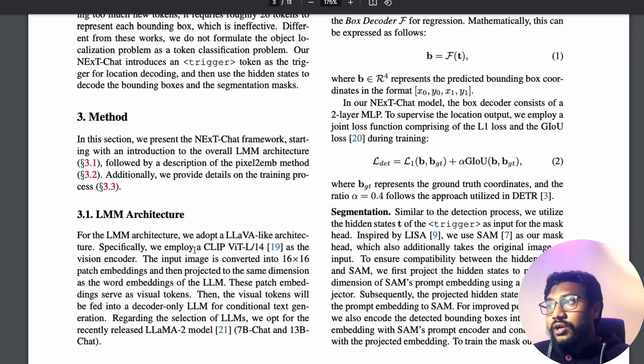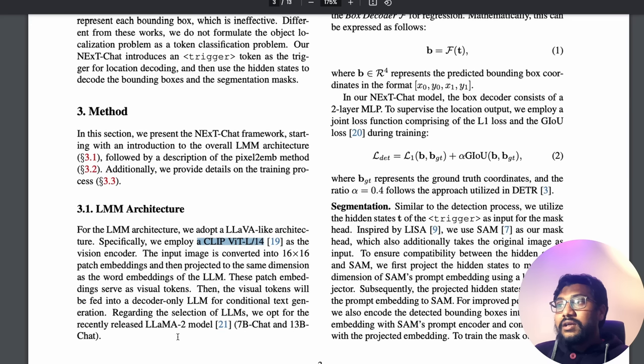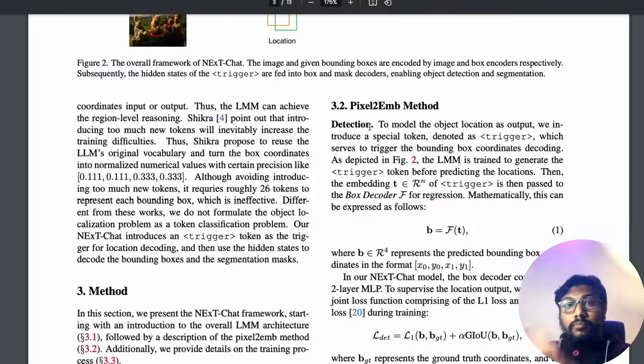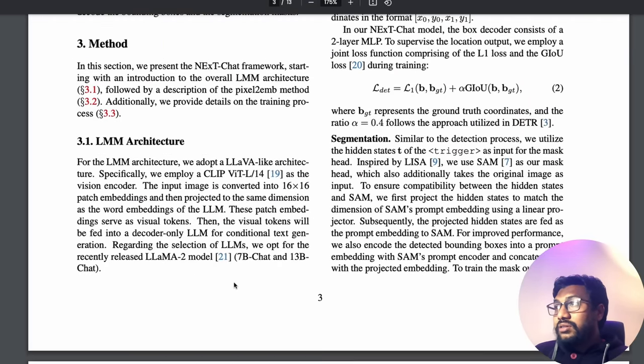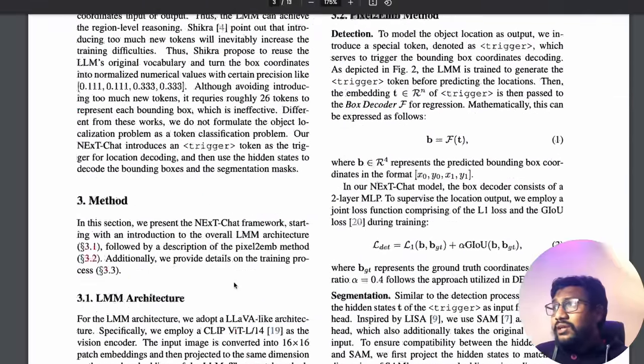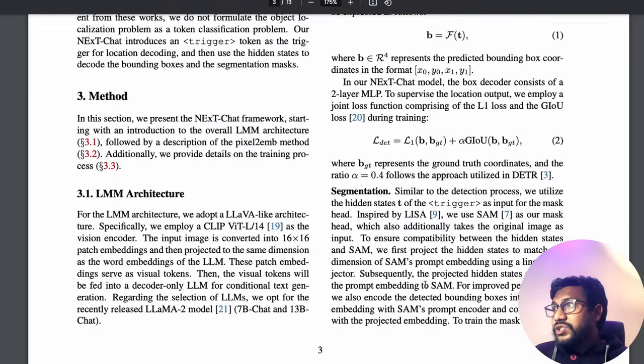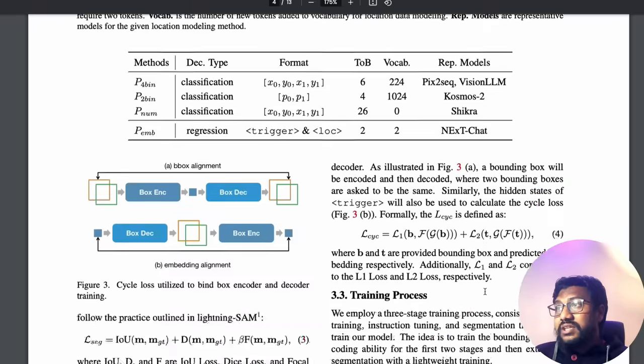One, for the vision encoder, they are using a CLIP ViT-L/14 encoder. Second, for chat, the language part, they're using the Llama 2 model. And for the bounding boxes and the image detection, they are using a pixel-to-embedding method. And they have got an image segmentation system as well. They are using SAM, the Segment Anything Model from Meta AI, for the segmentation.